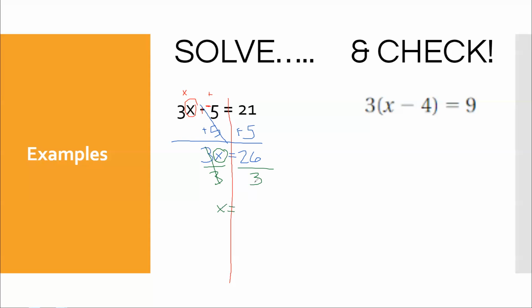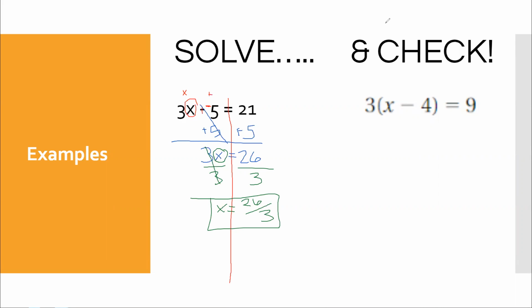Now, if I put 26 divided by 3 into my calculator, I'm going to end up with a decimal. So instead of writing down a decimal, and to make it worse, this is going to be a repeating decimal, I'm just going to keep it as a fraction. So I'm going to say 26 over 3. And that's going to be my final answer.